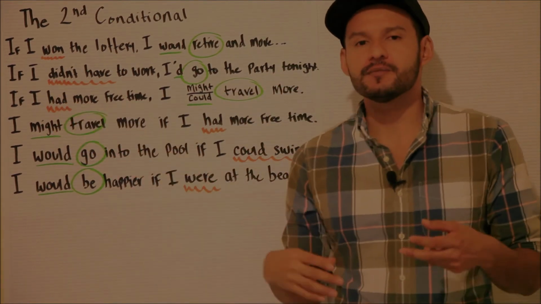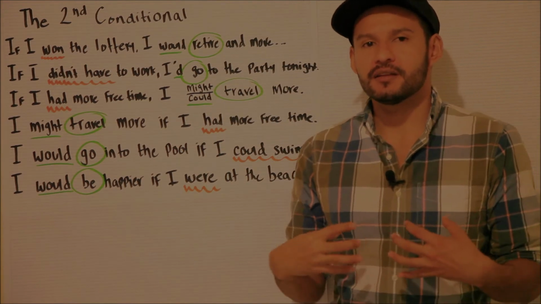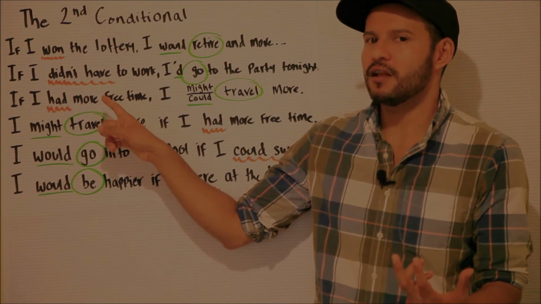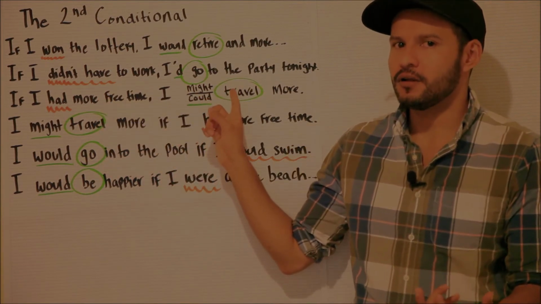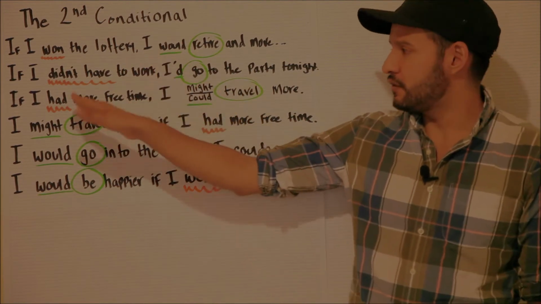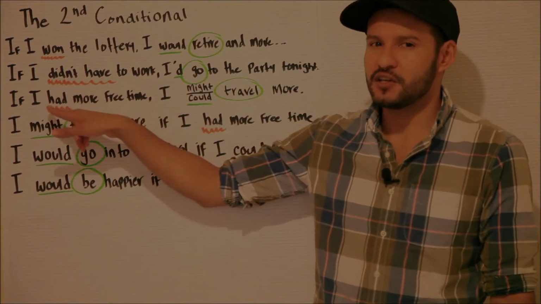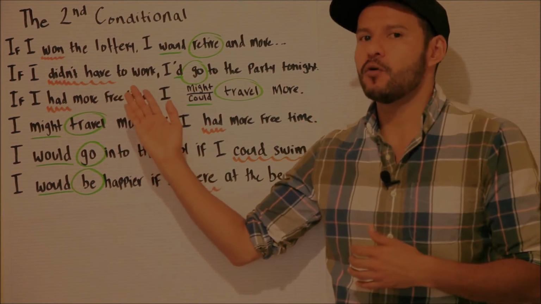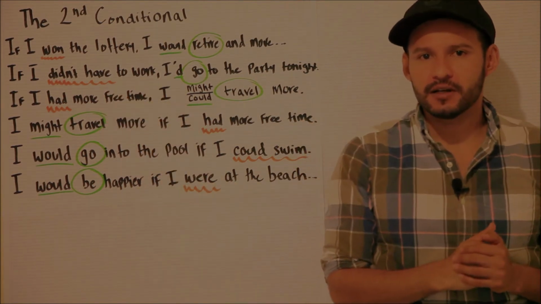By using a verb in the simple past, I'm telling you that this is not real, that in reality I don't have a lot of free time and I can't travel a lot. I'm only telling you what I could do if I were in this situation, if like my reality was different, if I had more free time specifically.